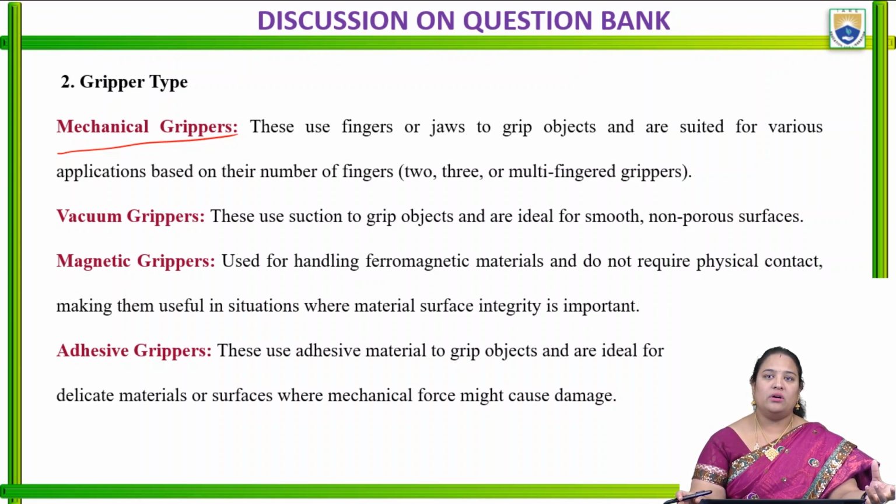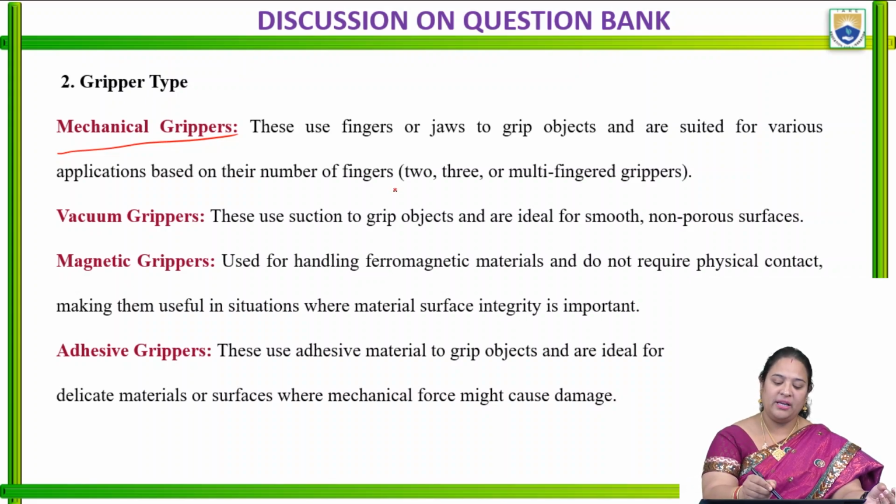It can hold with 2 or 3 fingers, or it may be a multi-fingered gripper. Generally, we use the mechanical type of gripper in large scale industries where we are holding heavy objects. These fingers act as jaws and grip the object, depending upon the application, and place it in its respective place.